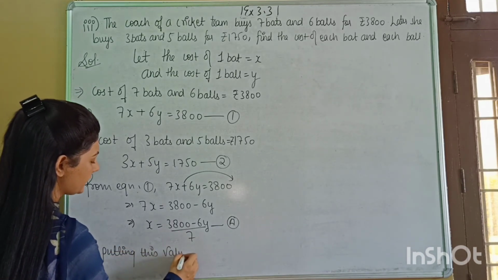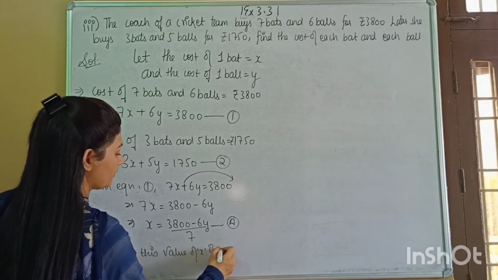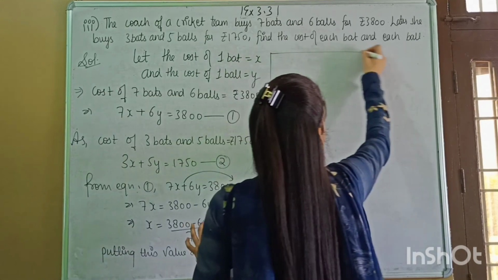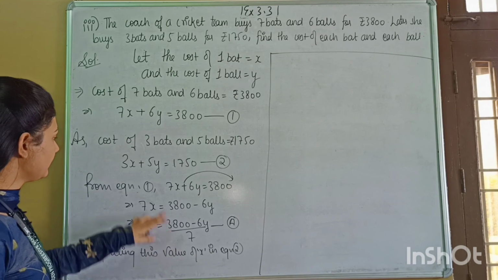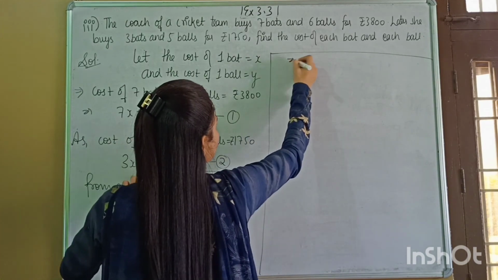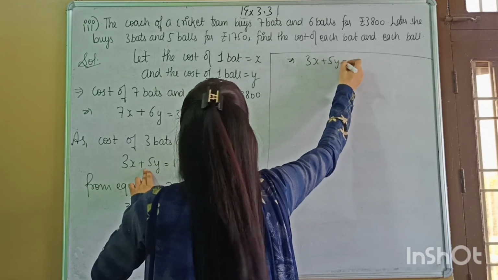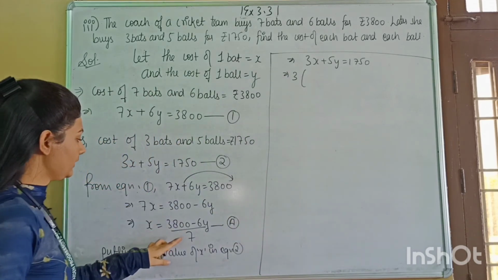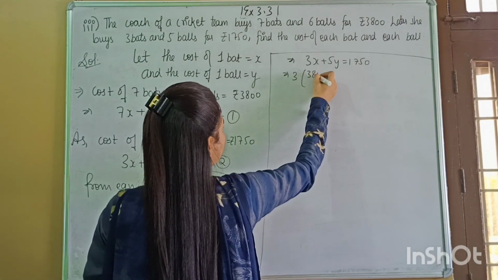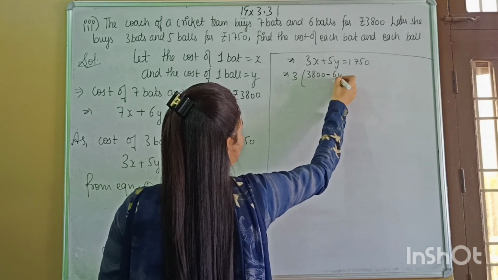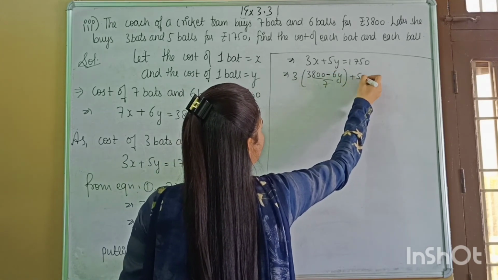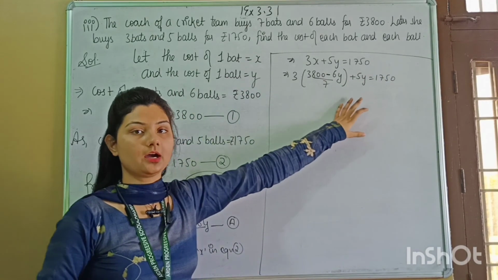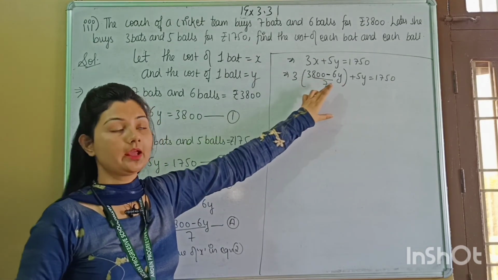So now putting this value of X in equation 2. What is equation 2? 3X plus 5Y is equal to 1750. So 3 into, what is the value of X? (3800 minus 6Y) upon 7, plus 5Y is equal to 1750. Now here nothing is cancelling out, so we will multiply this 3 inside the bracket.